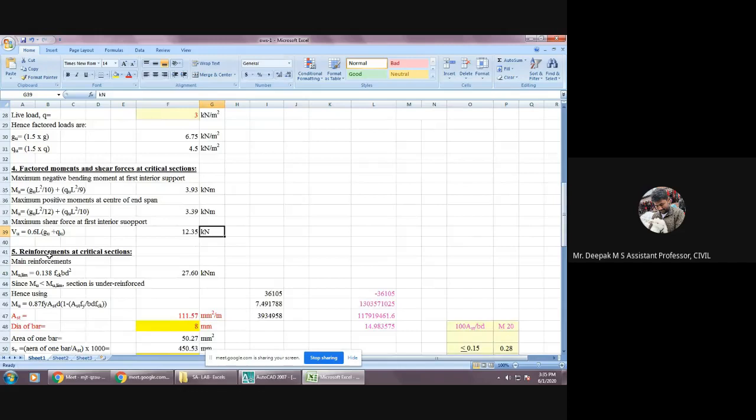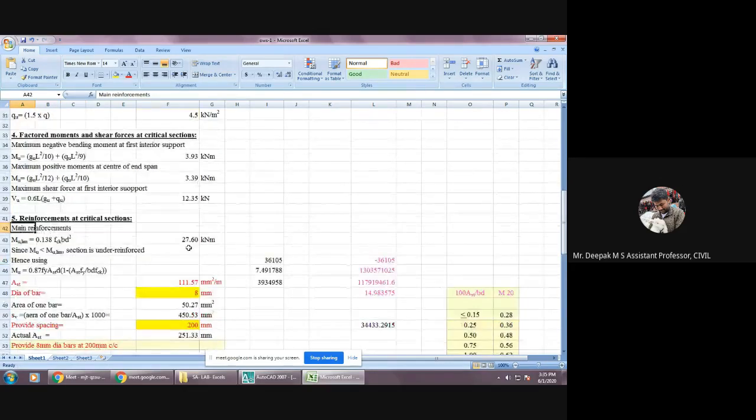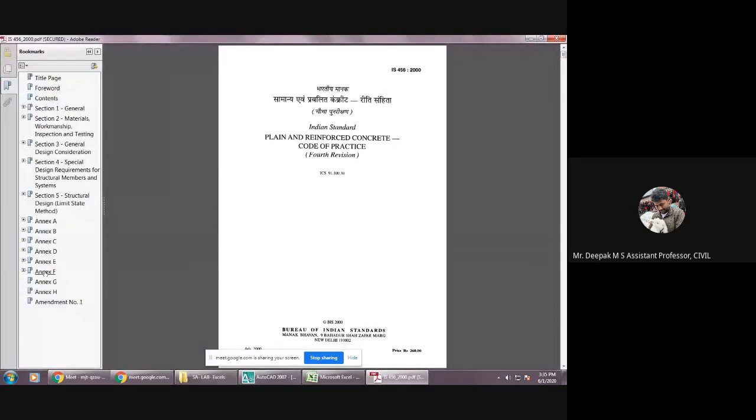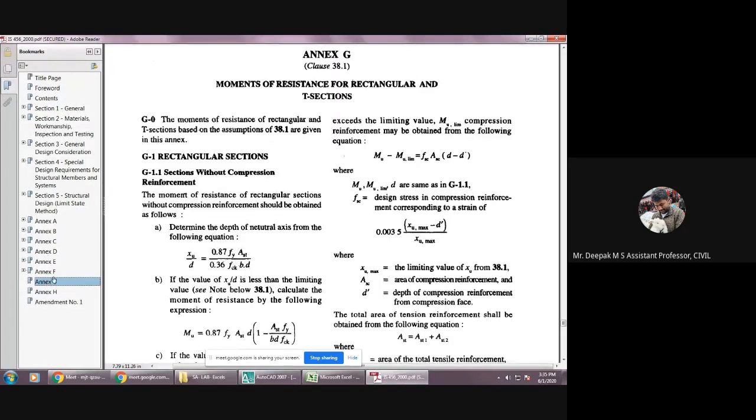Now the reinforcements at critical sections are needed. So the main reinforcement, right? First, I am checking whether the section is an under reinforced section, balanced section, or over reinforced section. We must design for an under reinforced section, right? So we can check it with the code book, Annexure G. So let us go to Annexure G.